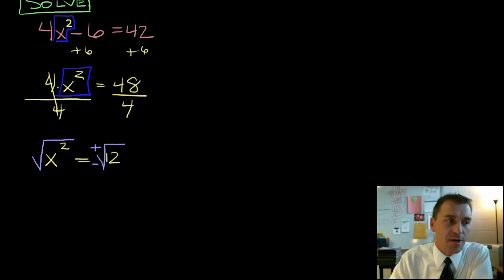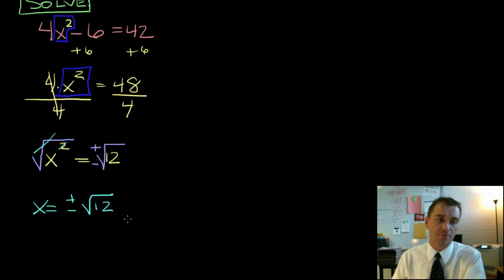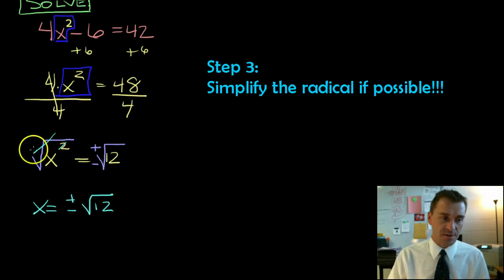Now why are you square rooting it? Because here's what happens. The actual square and the square root cancel each other out. So I'm left with x. Beautiful. And then here I'm left with plus or minus the square root of 12. So that is beautiful. And now the last step is to do this. You have to simplify the square root, this thing right here, if at all possible.